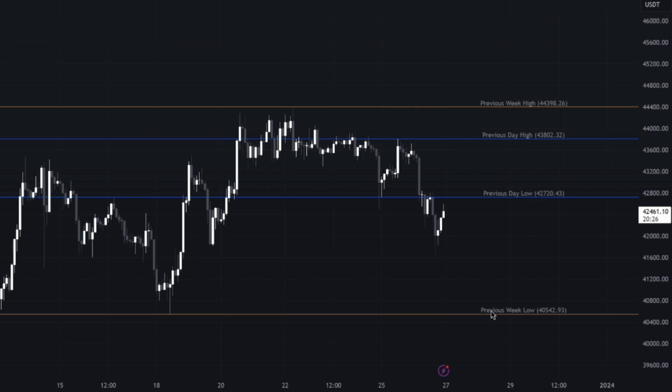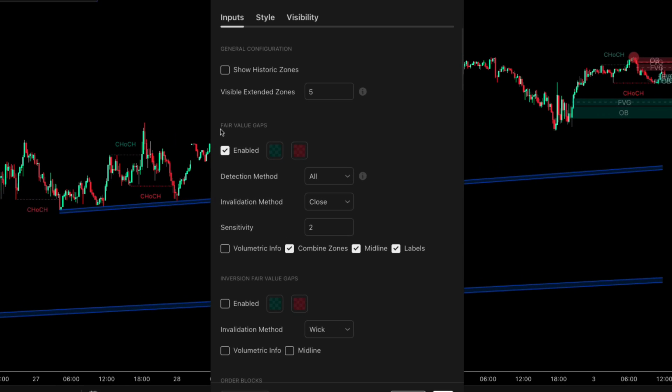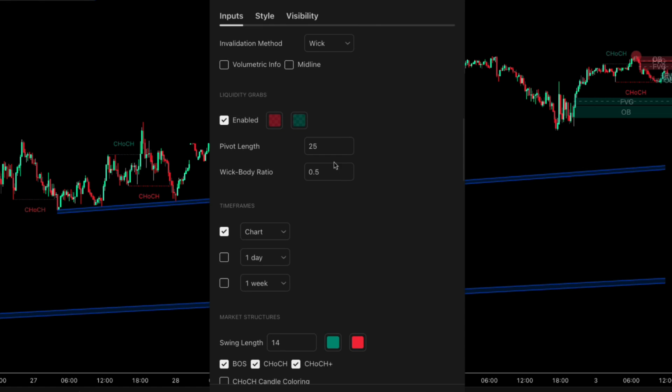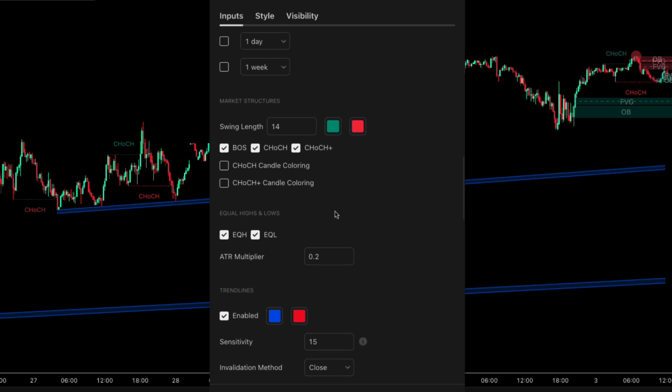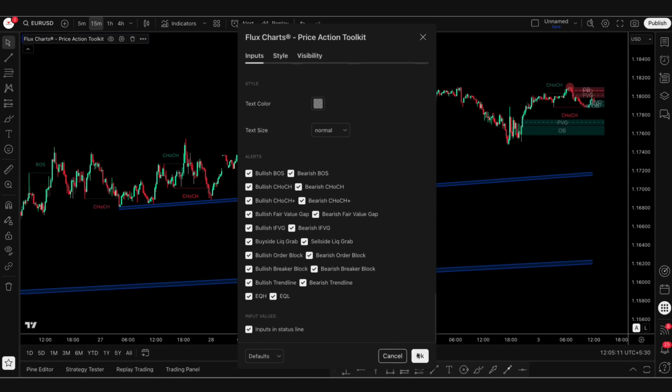Let's start taking trades with the Price Action Toolkit indicator. Before we understand the settings of this indicator, first go to the Input tab, and we have changed the visible extended zone from 5 to 15. And if you scroll down, you can see that the other settings will keep the defaults. Alright, click on OK.